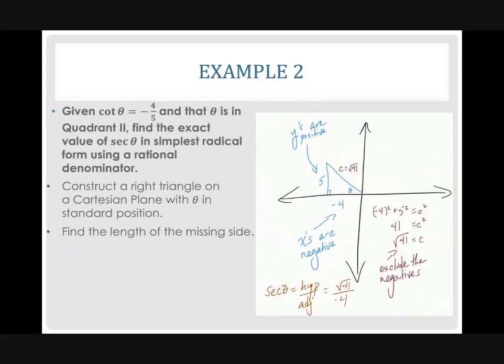So now that we know that the third side is the square root of 41, we know that the ratio for secant of theta is hypotenuse over adjacent. So that would be the square root of 41 divided by -4. If we had a radical in our denominator, we would have to rationalize our denominator.